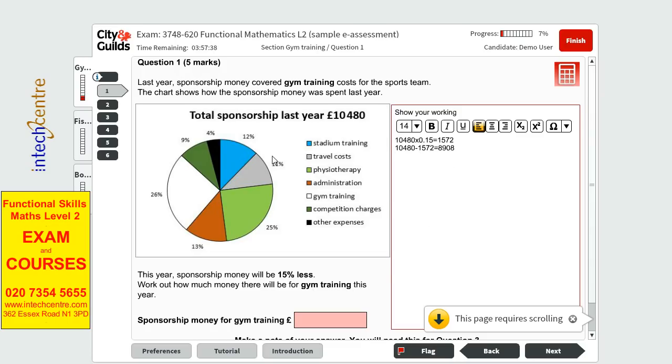So now we know how much money they have in total. We look for gym training, which is the one with white, gym training. So they are going to receive 26%, which is the highest amount out of all of them. And then after it will be physiotherapy. So we have 8,908 times 0.26. Again, we divide the 26 by 100. Let's see what we get.